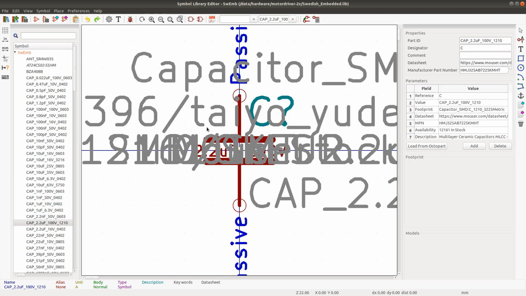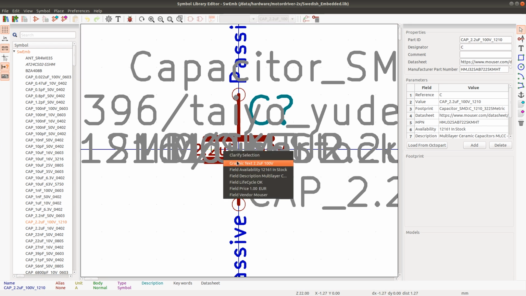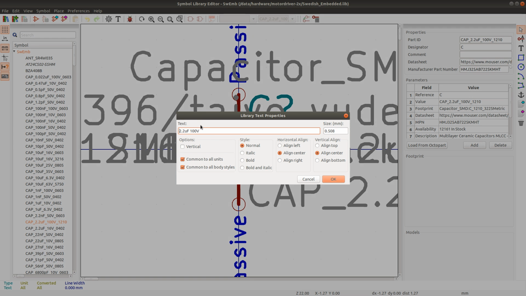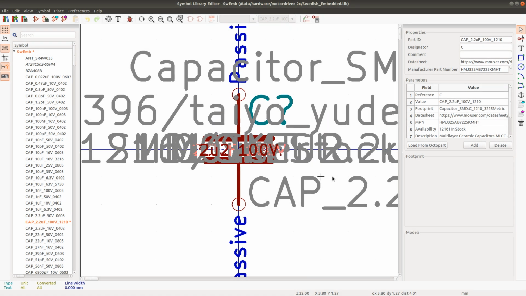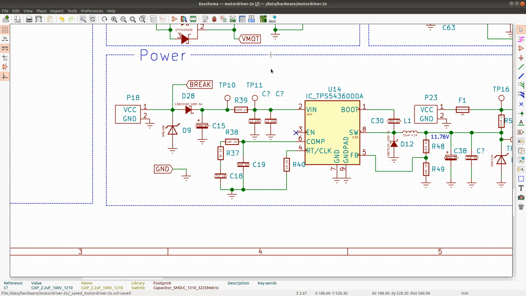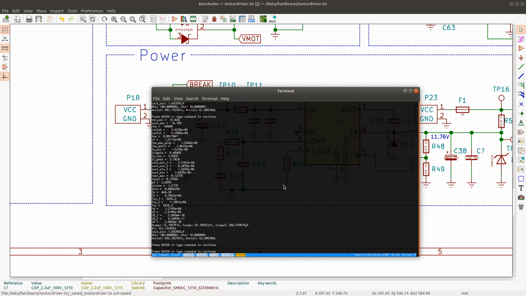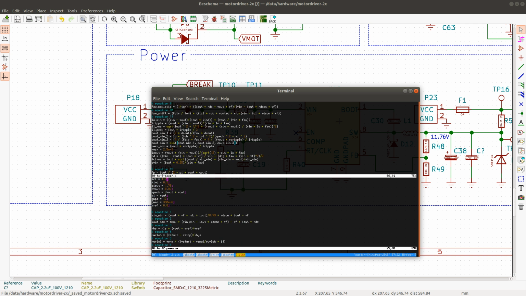And I want to make the text smaller. Can remove this. I can actually do like this. 2.2, 100 volts. That's one way to make the text smaller, so that the schematic looks better. So then we can update this input capacitor C in to be 4.4.